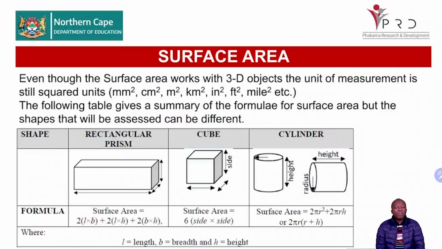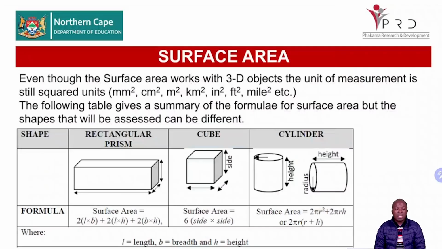So even though surface area works with 3D shapes, the unit of measurement is still in squared units. So if you are measuring in meters, it's going to be meters squared. If you are measuring in centimeters, it will be centimeters squared. If you are measuring in feet or inches, it will always be squared because we are multiplying only 2 numbers.